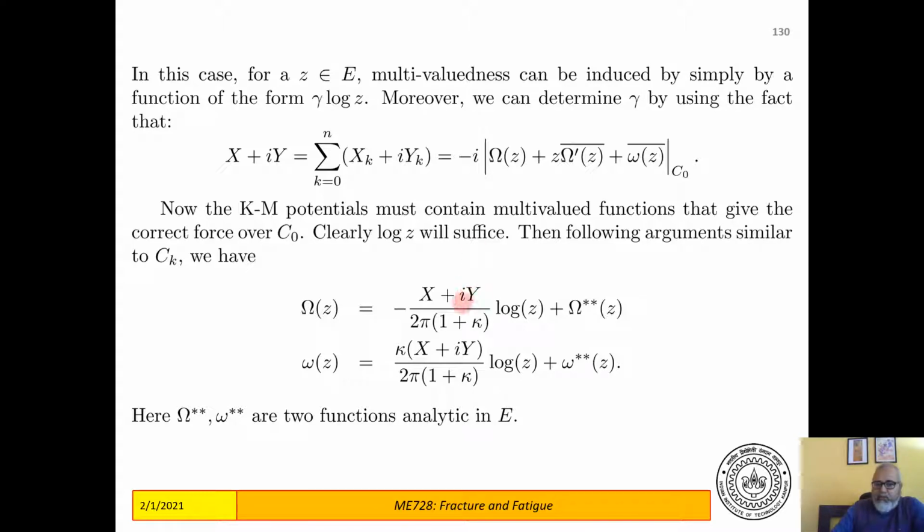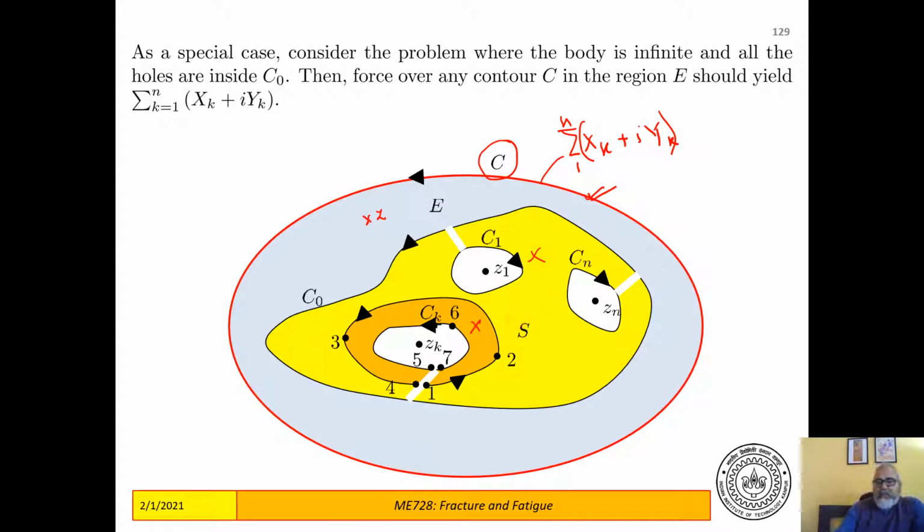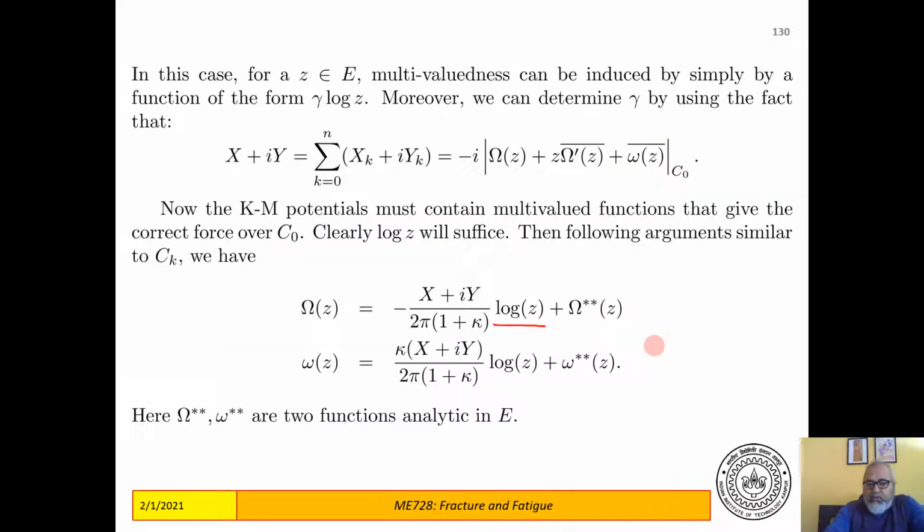That kind of function would be log z. So the origin lies inside C naught, and that kind of function would be log z, because log z integrated over C would give you 2 pi i. It will always give you 2 pi i, and we can use that along with the fact that the total load on C will be equal to the summation of the loads on each of the holes.